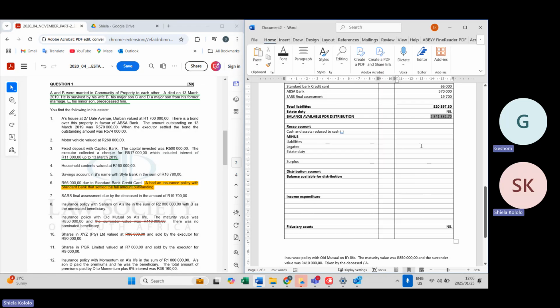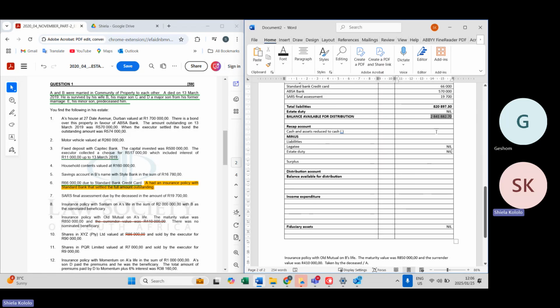And then you take your legacy. Your legacy is money that was specifically bequeathed to someone or something like that. Then you put it here. If it's not there, you just write nil. Like in this scenario, there's no legacy, so you put nil. And then here, it's estate duty. You see the estate duty above, it's nil. So you're also going to have a nil.